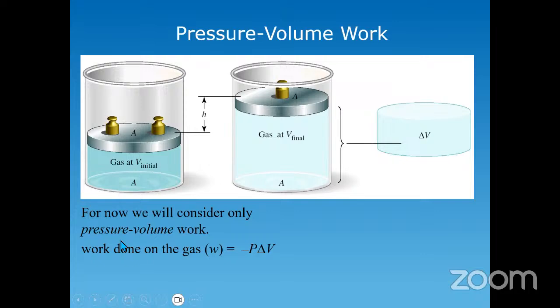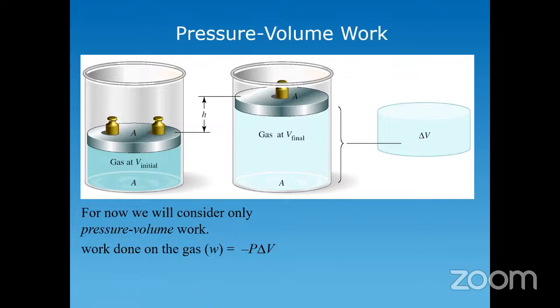So the formula for calculating the work would be this right here, all right? W is equal to minus P times delta V. Delta V would be the change in volume, right?